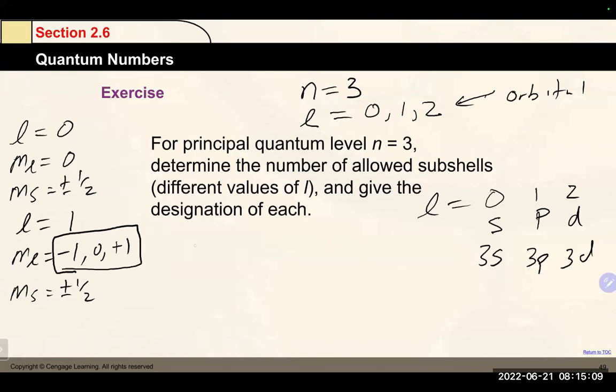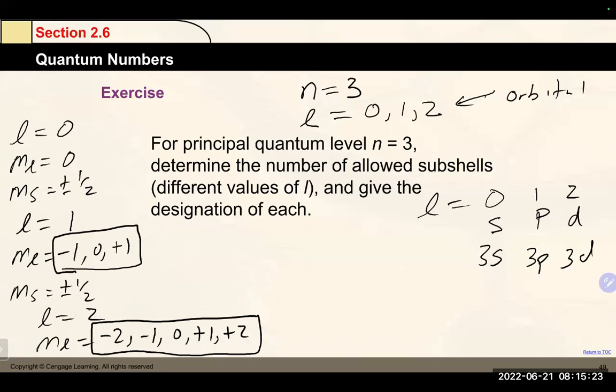And our L equal to 2 would have an M sub L that is -2, -1, 0, +1, +2. If you add all those numbers up, you have 5, which is the 5 different d orbitals that we see. Again, each of those could have an electron that's either +1/2 or -1/2. Any questions on any of that?